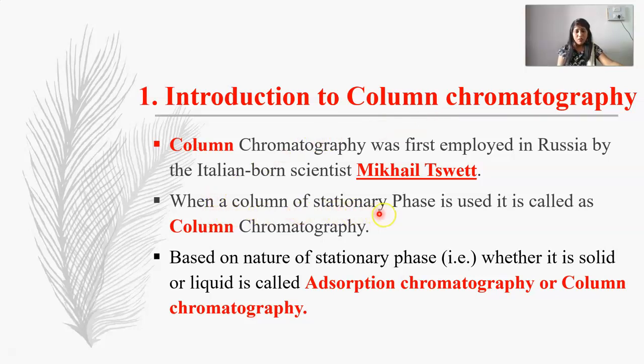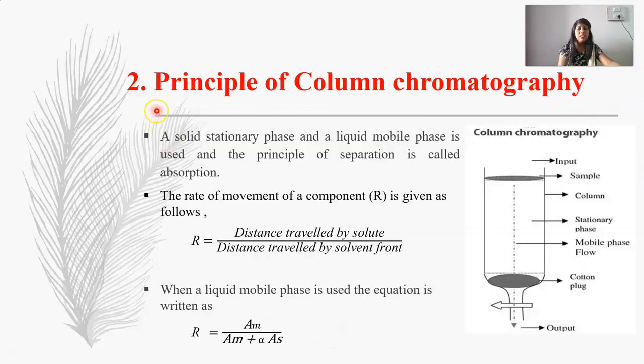When a column of a stationary phase is utilized, it is known as column chromatography. Here, the stationary phase can be either a solid or a liquid, but it will be called adsorption chromatography or column chromatography. Second point is the principle of column chromatography. Here, a solid stationary phase and a liquid mobile phase are used, and the principle of separation is adsorption.